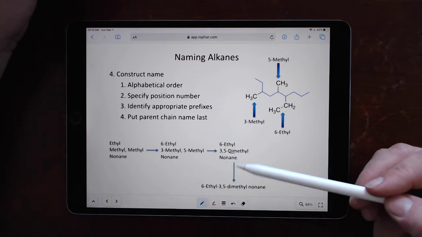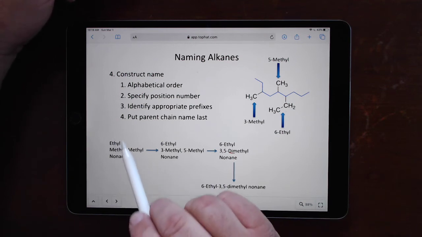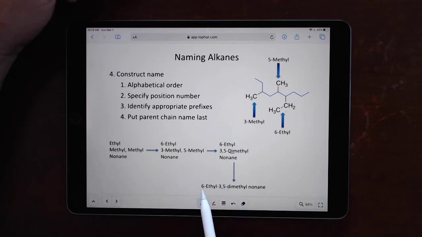And then we're going to construct the names. Notice how the di doesn't matter, it's just methyl versus ethyl. So we have the substituents listed alphabetically, ethyl, methyl, with the position numbers out front of each one, and then the main chain at the end.